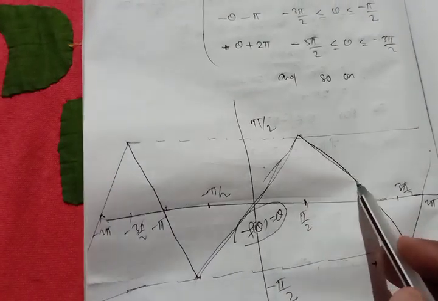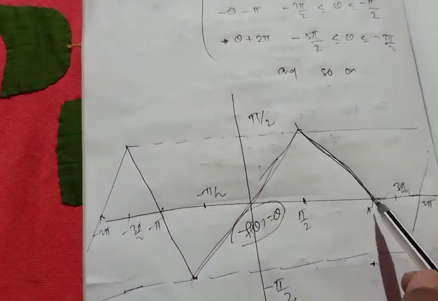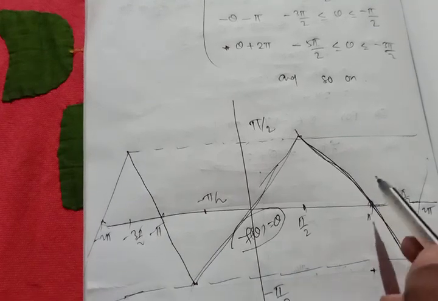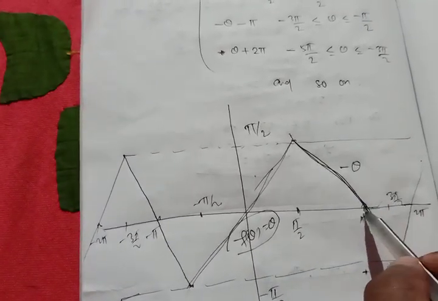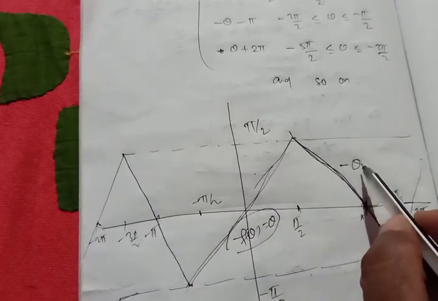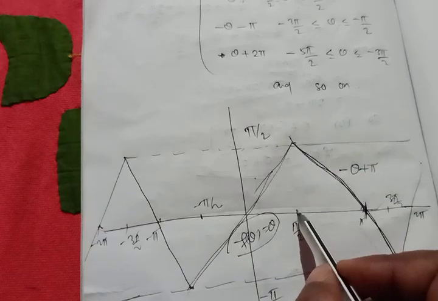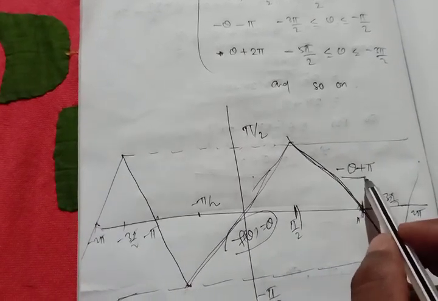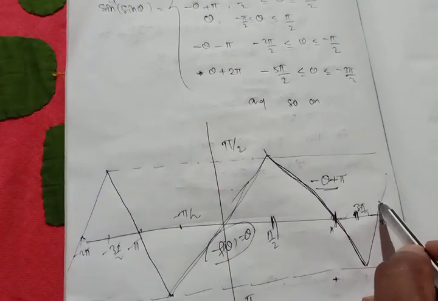Then this next part has a negative slope, or an inclination of 135 degrees, so definitely this one is minus theta. And it passes through the point pi, so it is minus theta plus pi. So what do you get? If theta belongs to pi by 2 to 3 pi by 2, then the formula for sine inverse of sine theta is equal to minus theta plus pi.